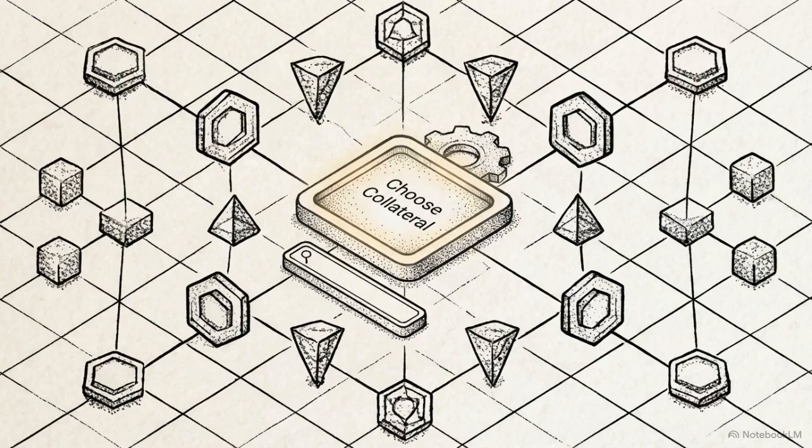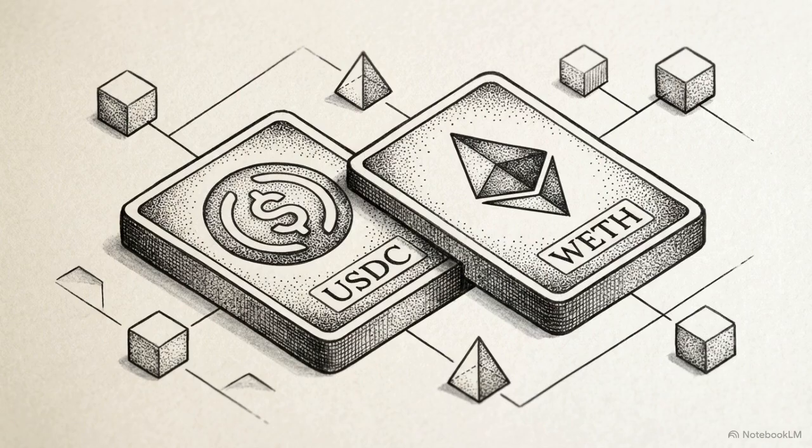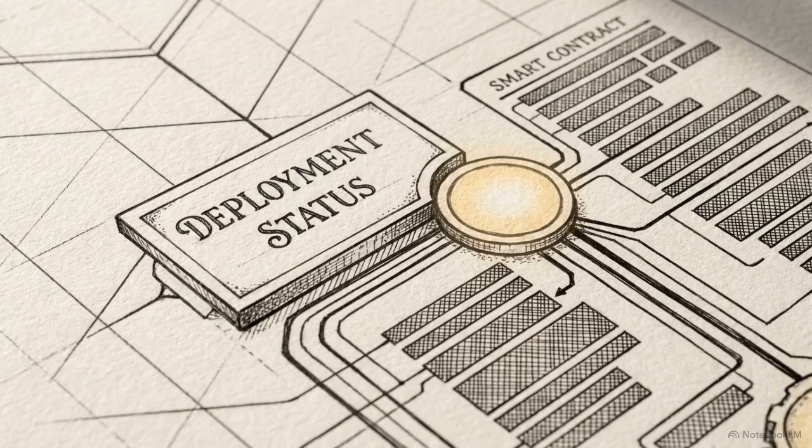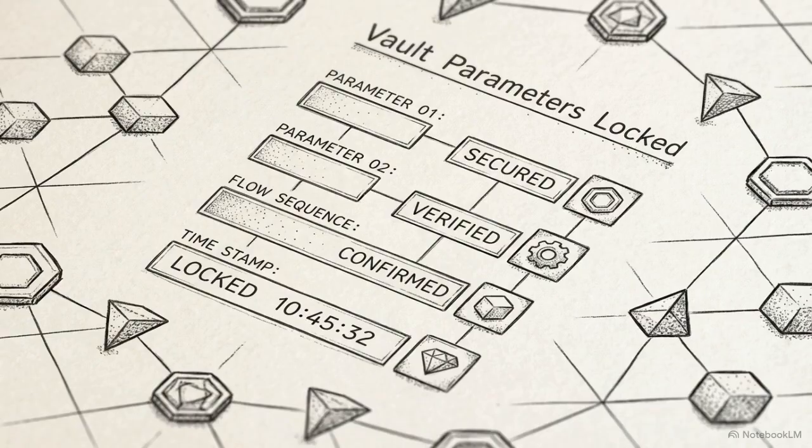Next, you will select your base asset. This is the foundation of the vault, typically a stablecoin like USDC, or a liquid asset like wrapped Ethereum, known as WETH. Deployment is permissionless. You do not need to wait for a third party to approve your infrastructure before you can spin it up. These initial clicks establish the immutable rules for a globally accessible financial vehicle.